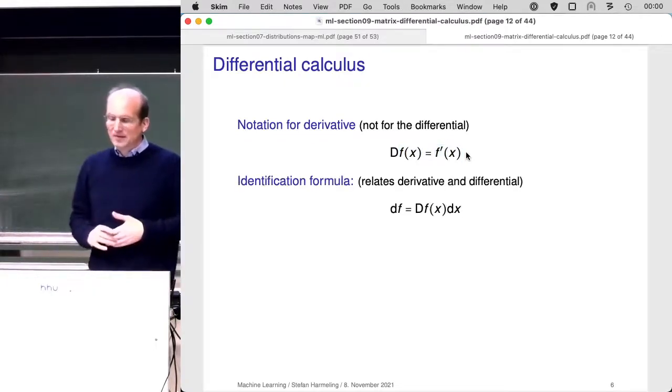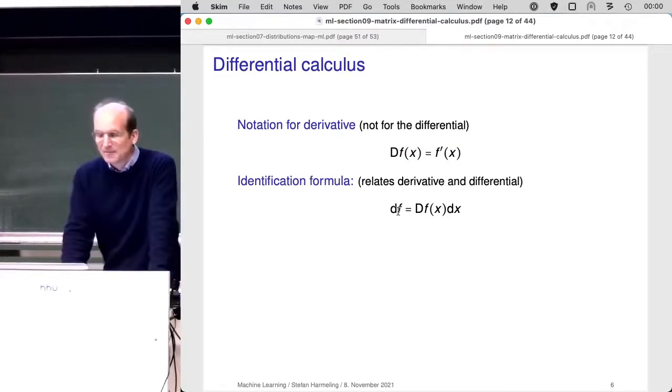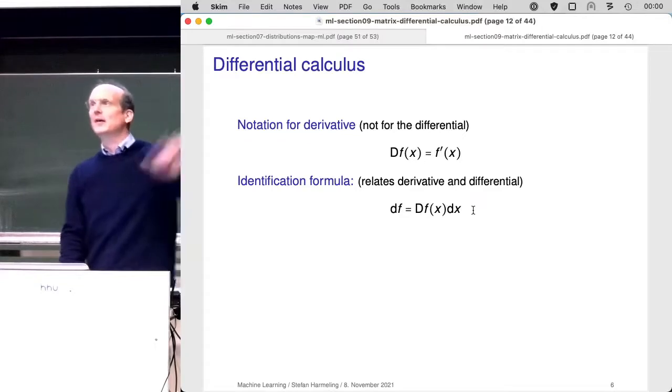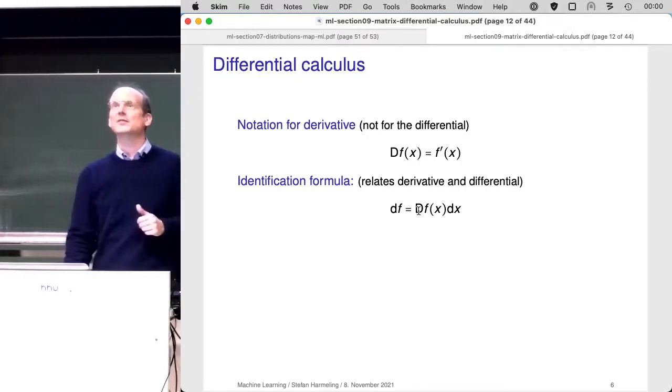Now here comes the first identification formula just derived from the definition, okay? So if I have an expression for my differential for my function f, that can be written in such a way that the dx is isolated on the very far right-hand side, the expression in front of it is the derivative, and I can read it off from the expression, okay? Now what about that one?